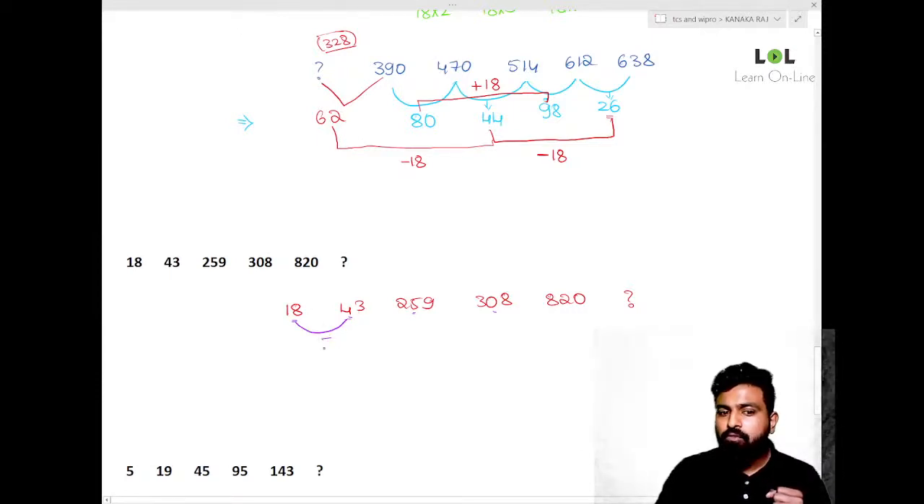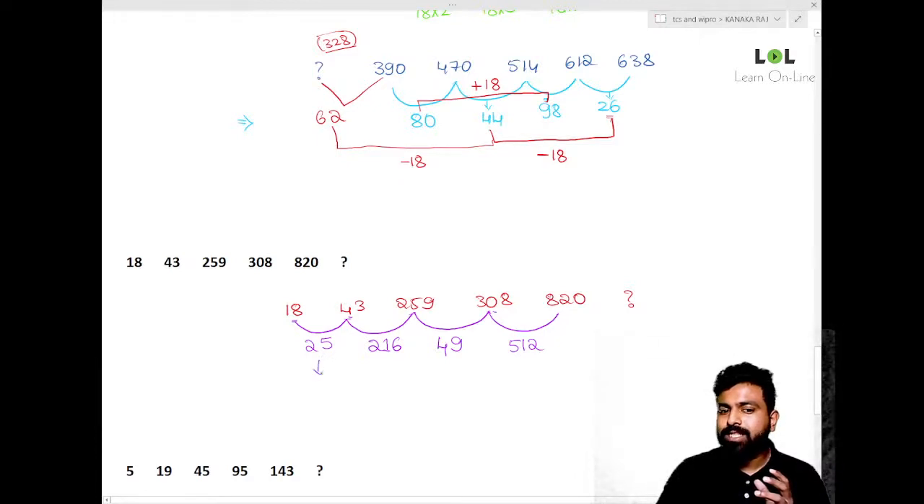18 plus 5 gives you 23. 23 plus 20 gives you 43. 43 and 259. 43 plus 200 gives you 243. 243 plus 10, 253, plus 6 is 259. 259 and 308. 259 plus 9, 268. 268 plus 40, 308. 308 to 820. 308 plus 12 gives you 320. 320 plus 500 gives you 820.